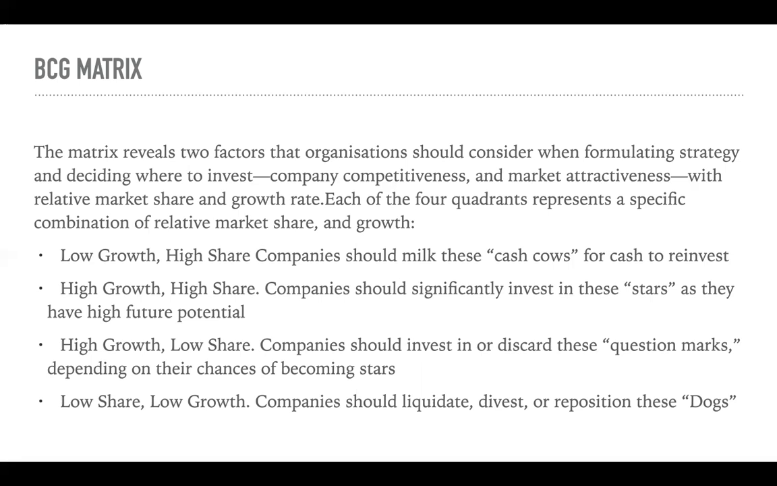So reinvestment should be made. But if the growth is high but share is low, the company should reinvest in or discard these question marks depending on their choices of becoming stars. They have a potential to become stars because the growth is high but the share is low. So the company should rethink whether it should invest in it or discard it. This decision is on the company itself because these are question marks, and these can go in any direction.